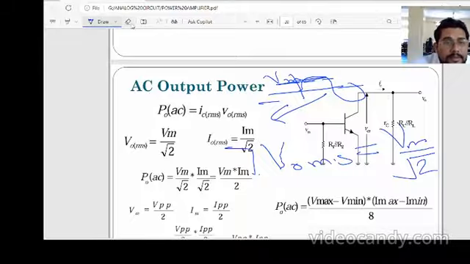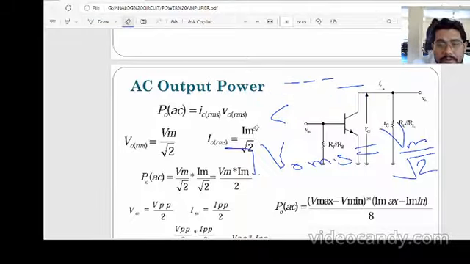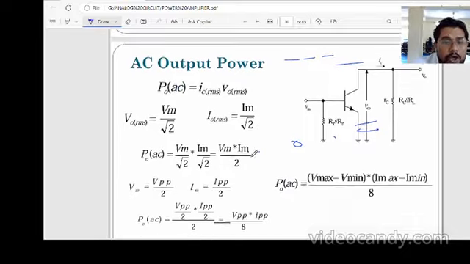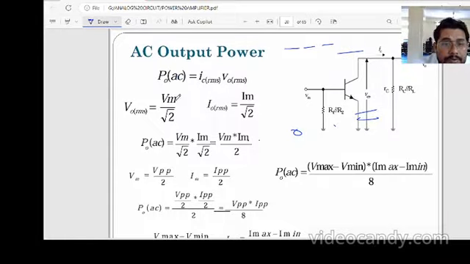So memorize it. IC RMS is nothing but IM, the maximum current, divided by root 2. Put this value here. This is the RMS value, and we have to calculate it here. So VM times IM divided by root 2 times root 2, that is, maximum voltage times maximum current divided by 2, for the AC power.